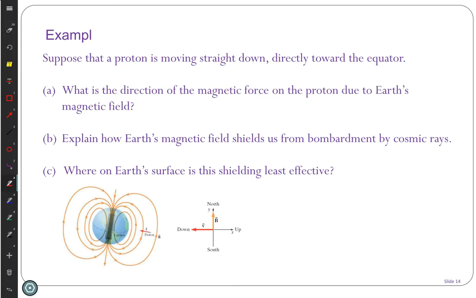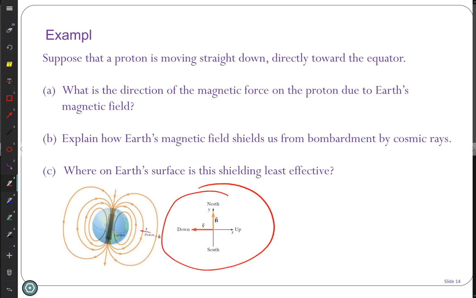It's everywhere anyway. Okay, suppose that a proton is moving straight down directly toward the equator. I mentioned this in last class period, right? This is a real problem. So we have a particle that's coming toward us. Note the picture here is showing north, south, down, and up. So that means west is coming out towards us, and east is going in. And it asks, what is the direction of the magnetic force on the proton due to the Earth's magnetic field?